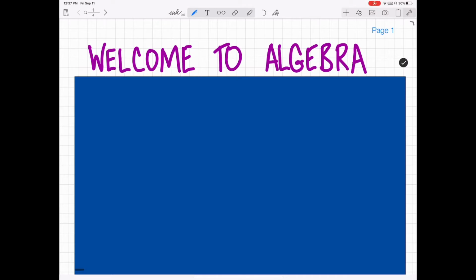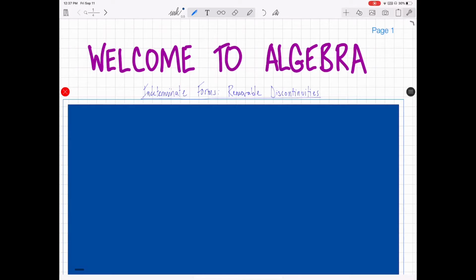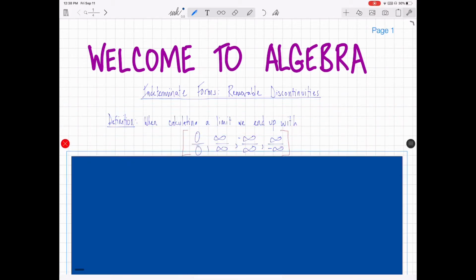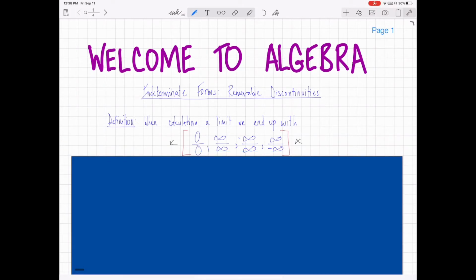So the real topic today is indeterminate forms and removable discontinuities. So we talked a little bit about this in the last set of notes, and today we're just going to work on manipulating limits. So an indeterminate form is when we end up with one of these four forms when we are evaluating a limit. So 0 over 0, or any form of infinity over infinity, whether it's positive or negative.